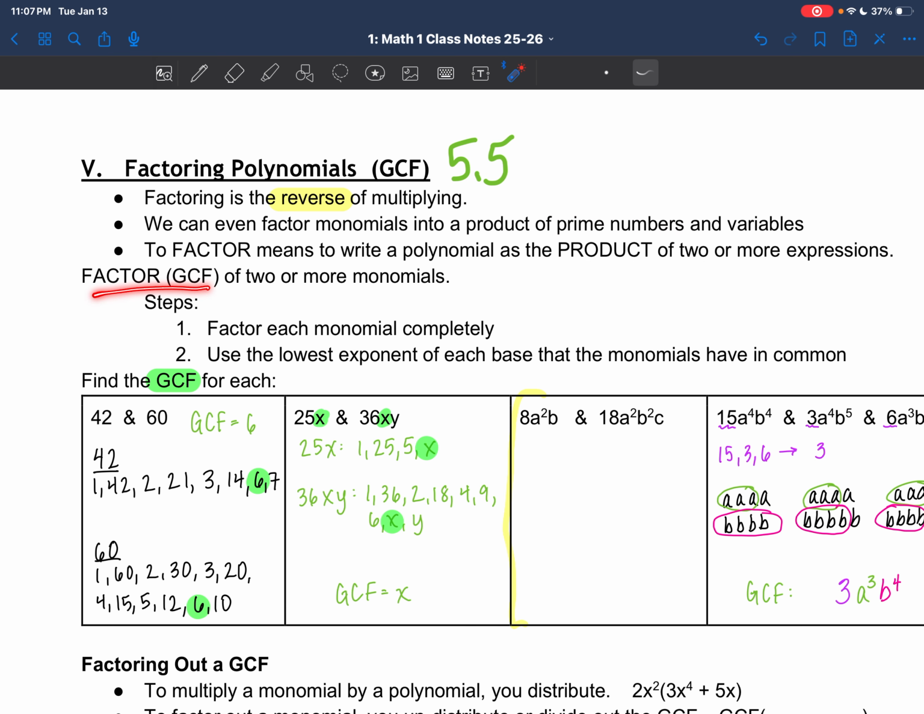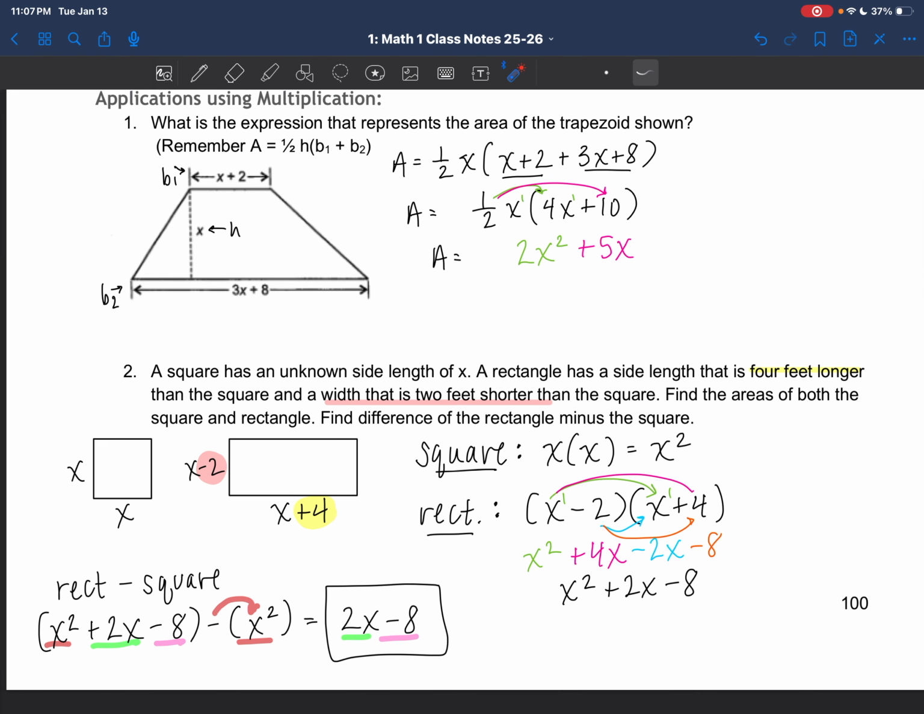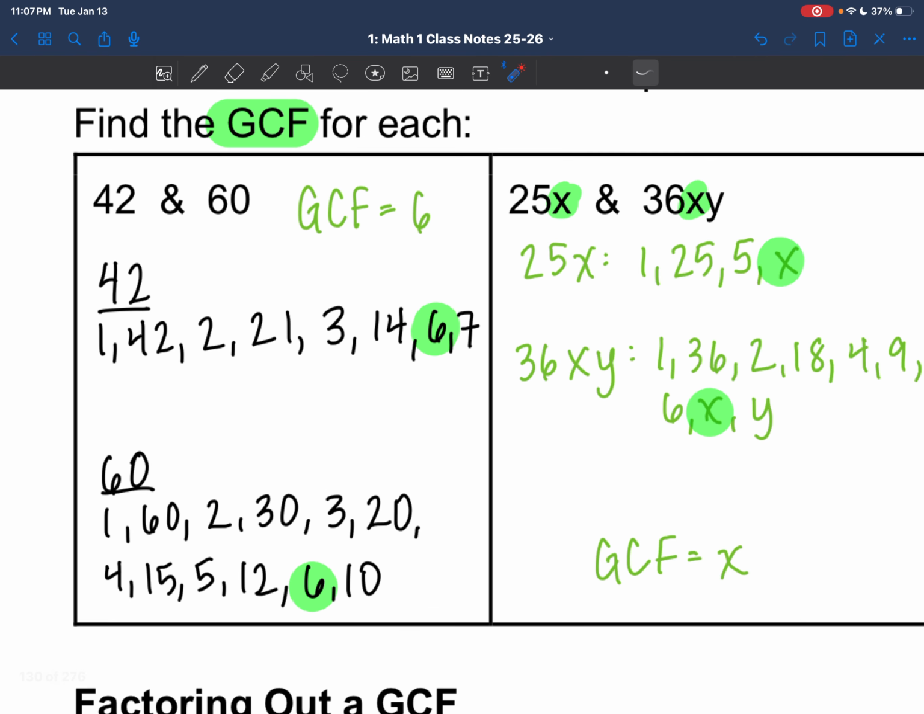To factor a GCF of two or more monomials, you need to first factor each monomial completely, then use the lowest exponent of each base that the monomials have in common. I'll walk you through this. Oops, wrong page. Okay, here we go.